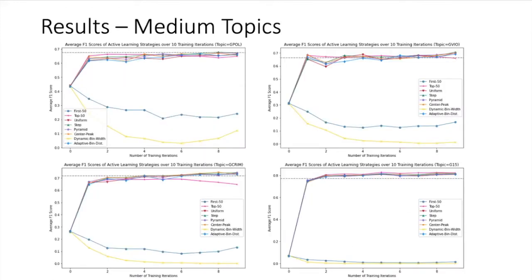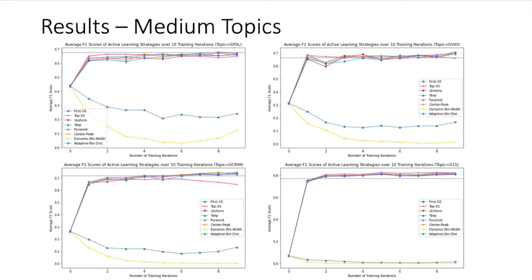Okay, so here we're looking at medium topics. So these are topics with between 20 and 50,000 positive examples in the 800,000 total. We see a large drop in performance for both the first 50 and the dynamic bin width strategies. So we already talked about why the first 50 would suffer.